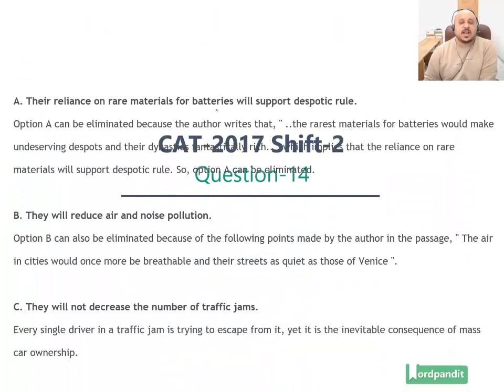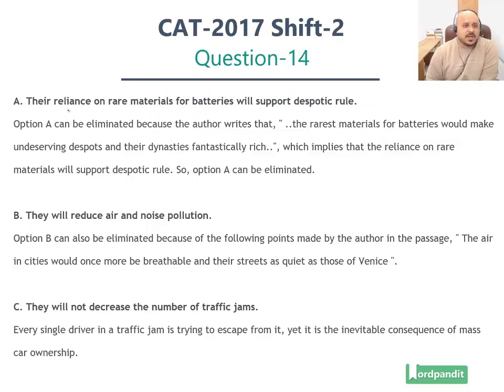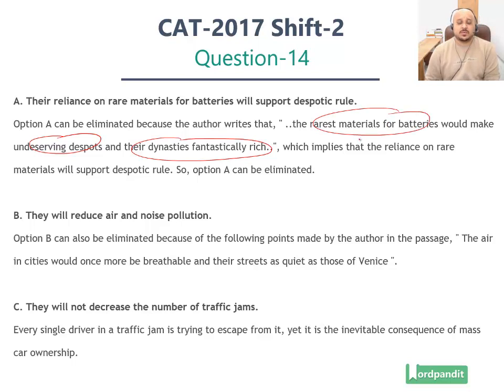Now the other options are derived from the passage itself. Option number A, their reliance on rare materials for batteries will support despotic rule. This is derived from the lines where the author says the rarest materials for batteries would make undeserving despots and their dynasties fantastically rich. So basically there is going to be competition for rare materials, and these rare materials would be needed for electrical batteries. These would in turn further fuel despots and dynasties.